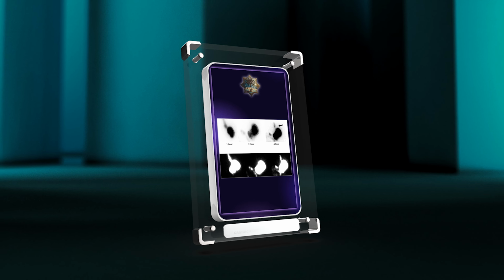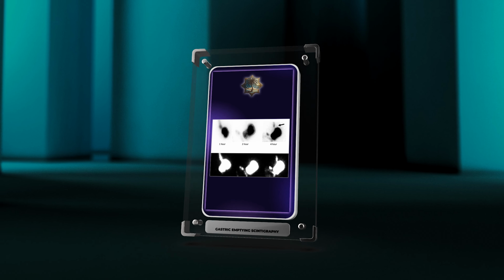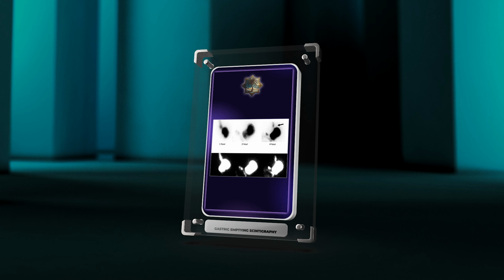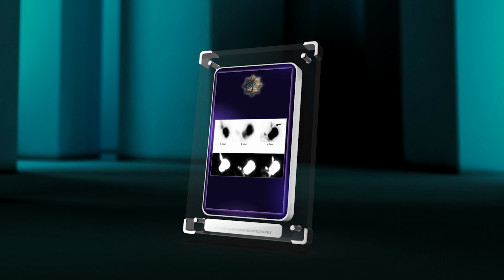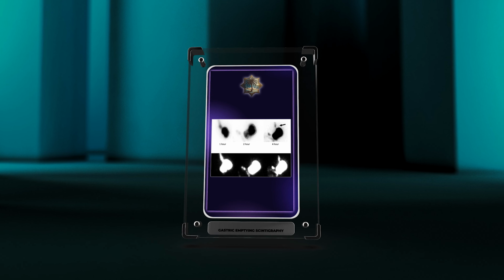Gastric emptying scintigraphy, GES, is a valuable diagnostic tool used in gastroenterology and radiology. It provides objective data on gastric motility, aiding in the diagnosis and management of gastrointestinal disorders. GES will continue to advance, allowing for more personalized patient care.